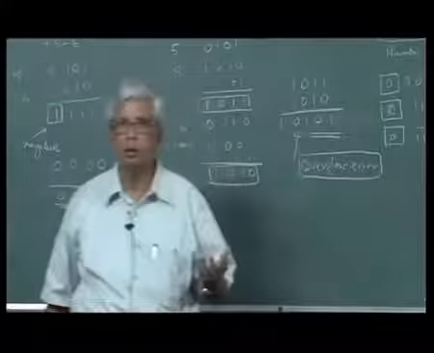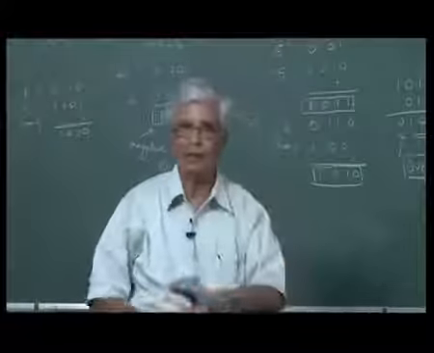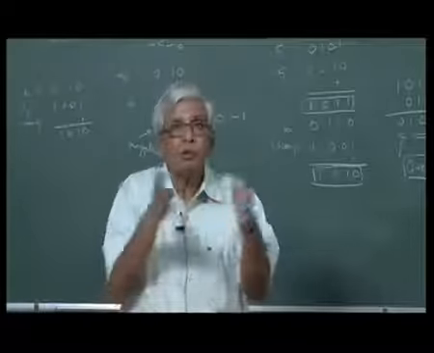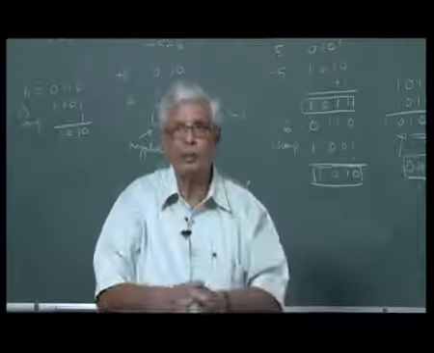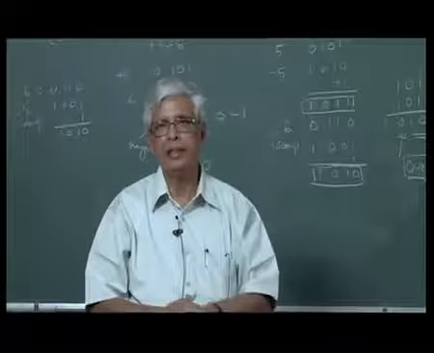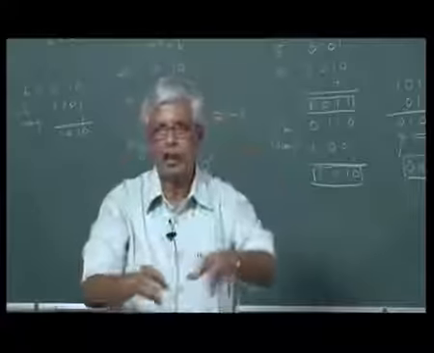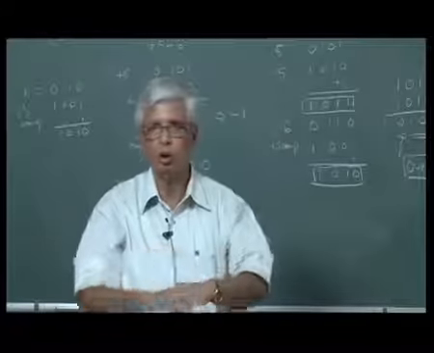So it is wrong. You cannot do this. When the sign bit is different from what you are expecting, what it should be, then you know it is a wrong answer. And generally it occurs when there is an overflow: you try to put into a register a number larger than it can hold.